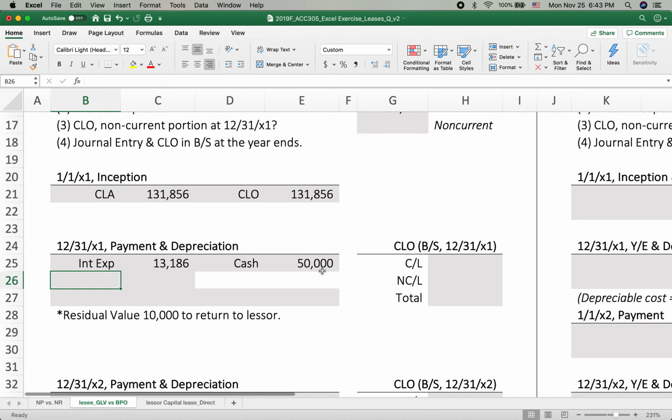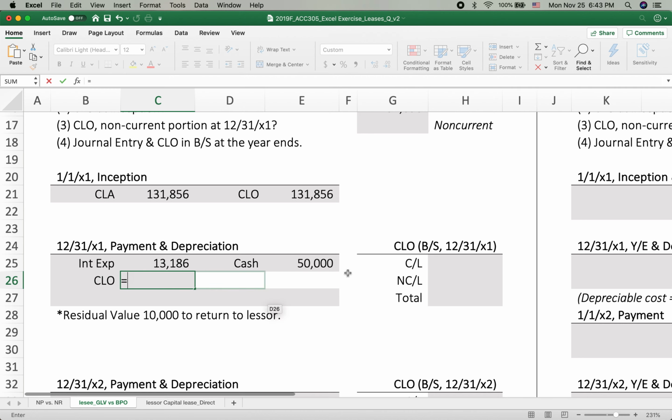And then this cash amount of $50,000 includes the interest expense and capital lease obligation they should pay every year end. Annual equal payment of $50,000 is comprised of the interest expense and capital lease obligation, the principal amount. So the principal amount we can just plug in.